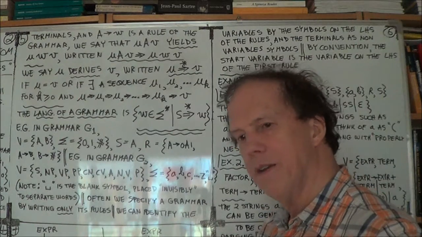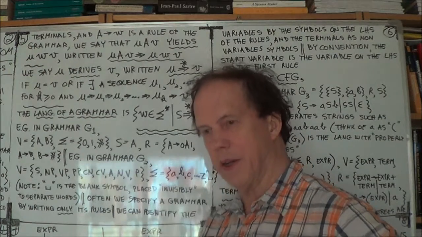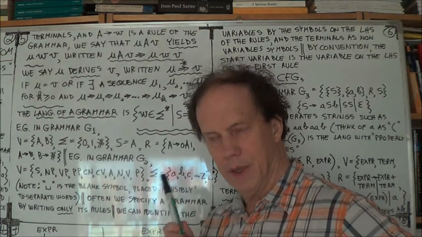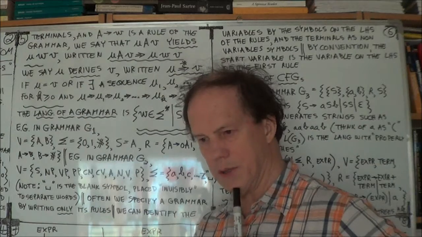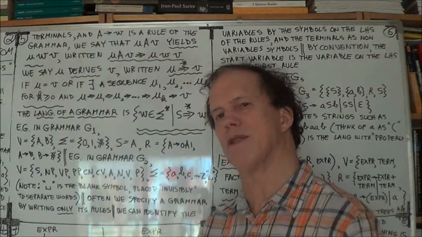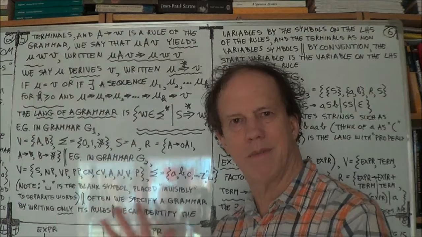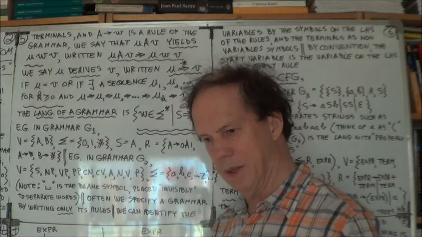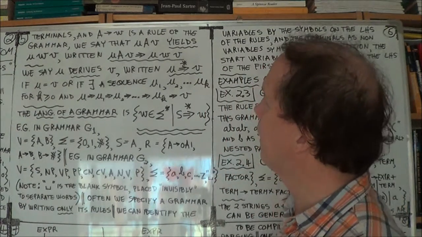Say you have a string of symbols. It could be a mix of variables and terminals. Let's label these strings U, V, and W. They don't have to be mixed, but to keep it simple, they're just a mixed string of symbols that are variables and terminals. U, V, and W.